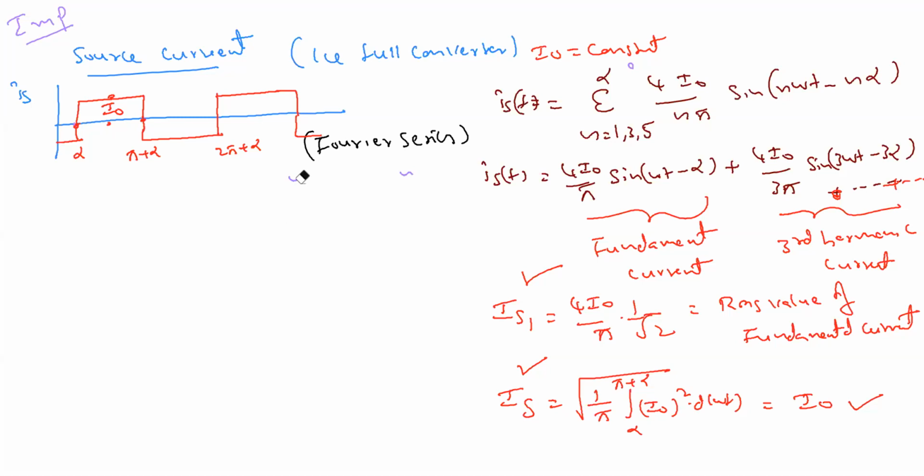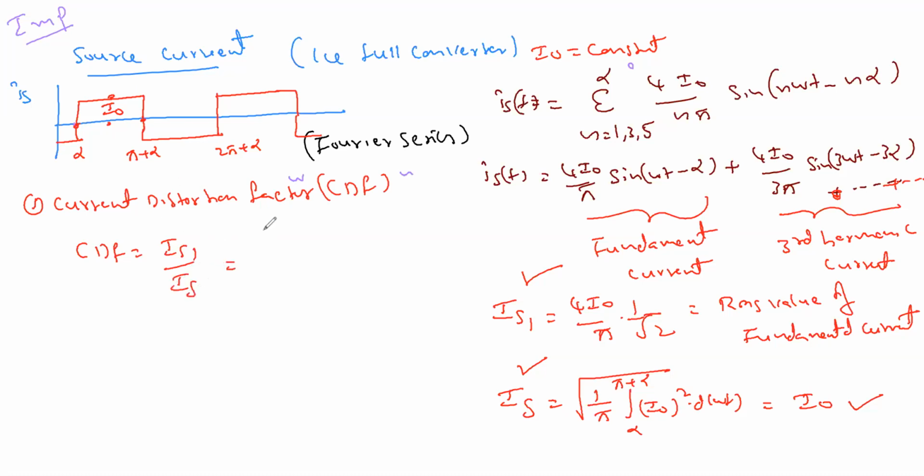So what I was saying here now, very important expressions. Anyway, tomorrow also we will continue on this. First, I would like to mention this: current distortion factor, some terminologies. Current distortion factor, which is called CDF, defined as IS1 by IS.